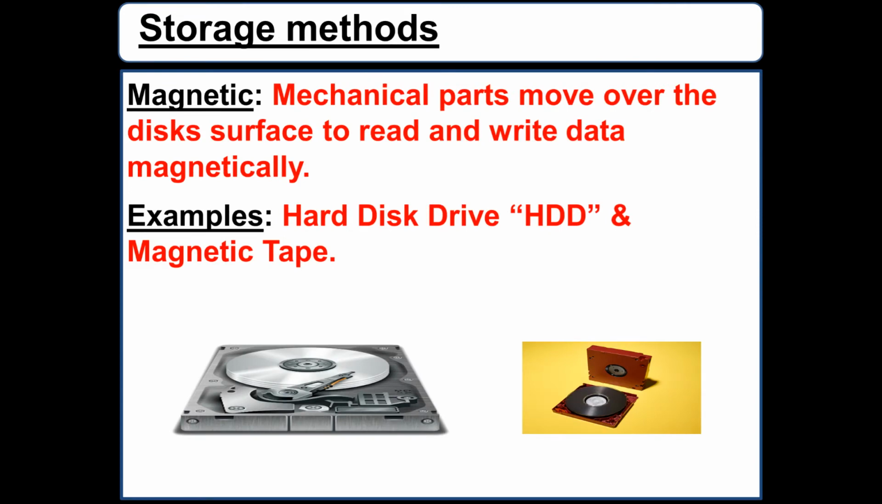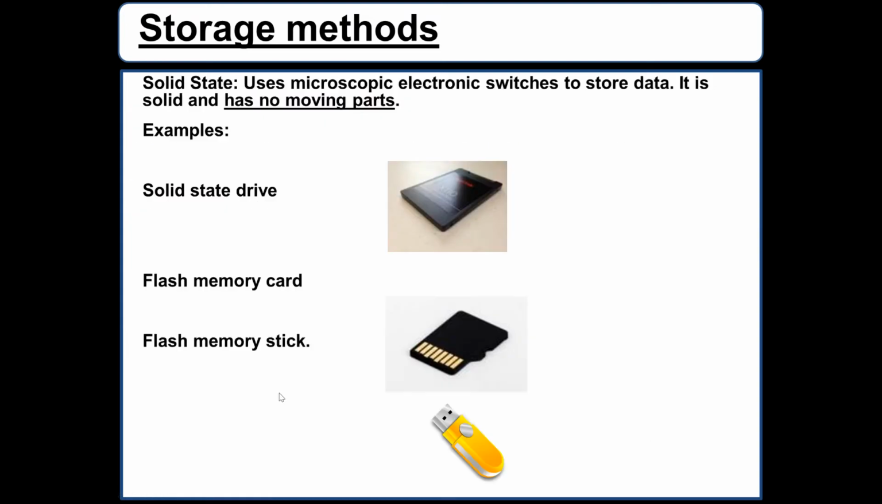So firstly, we got magnetic. These have mechanical parts that move over the disk surface to read and write data. So they got that little moving hand which moves over the disk. So examples of magnetic are hard disk drive and magnetic tapes.